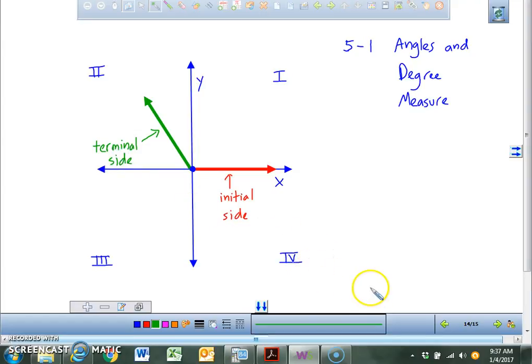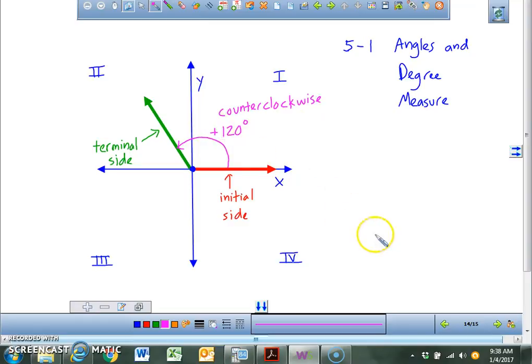Okay? Now, how many degrees are in a circle? 360. 360 is correct. Now, if I started here and I made an angle go from the initial side to the terminal side, and I said that's 120 degrees, we went the direction known as counterclockwise. And counterclockwise means we're going in a positive direction.